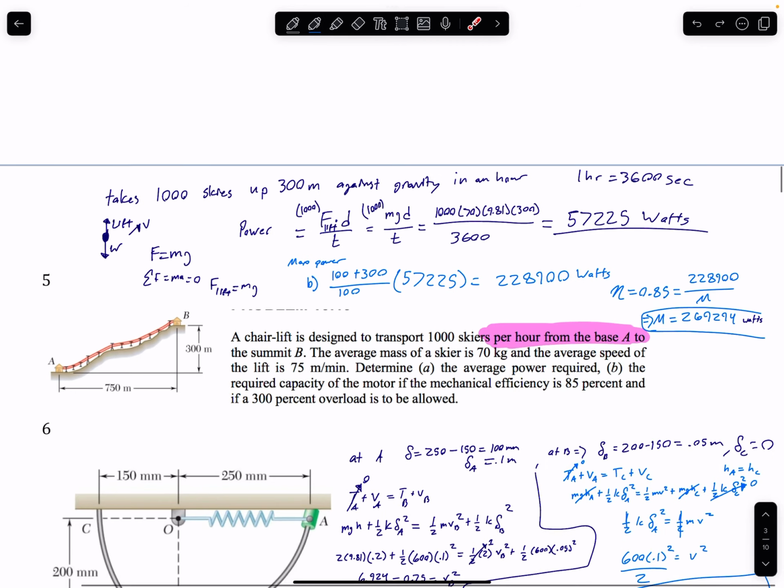Question number 5, this one had me a little confused at first. I mean, check the answer key, but I was looking at it moves 75 meters per minute, but I guess that doesn't really matter. But again, we're looking at skiers per hour, which 1 hour is 3,600 seconds.